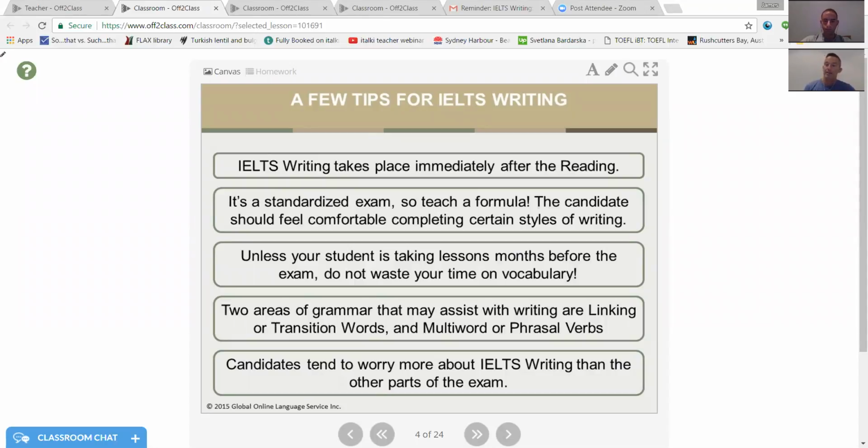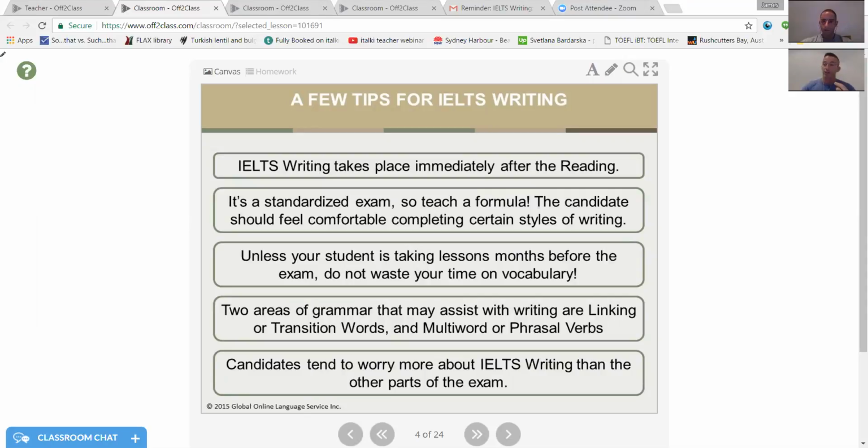Unless the candidate is taking lessons months before the exam, don't use your IELTS coaching time for vocabulary. Vocabulary is something that comes in with reading and listening, and it's not something that you can just give lists and lists to. I know that there are many, many books published by excellent publishers that have the top 5,000 words for IELTS, and for TOEFL in particular, it seems the SAT. I disagree with that teaching strategy unless you have a large amount of time.